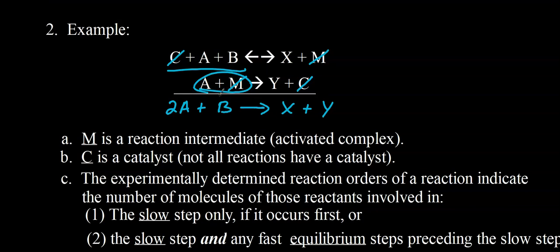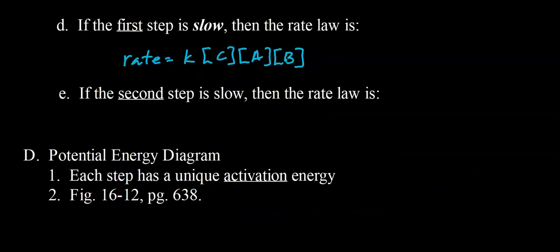We have a problem though. M is an intermediate. M's concentration depends on the concentrations of C, A, and B. How fast M is made, M is needed for the second step, but it's made in the first step. How fast M is made is determined by the concentrations of C, A, and B. So what we're going to do is we can substitute in our rate law for M.